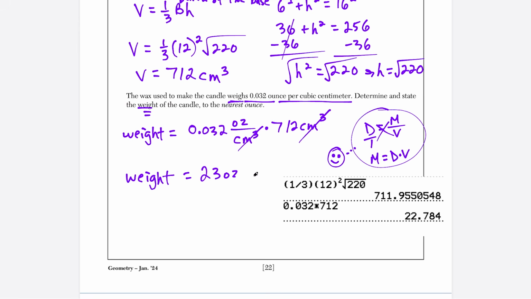And once again, when we are rounding to the nearest whole number, we look to the ones place, and in this case it is a 2, and we look to the right is a 7, so we're rounding up to 23.